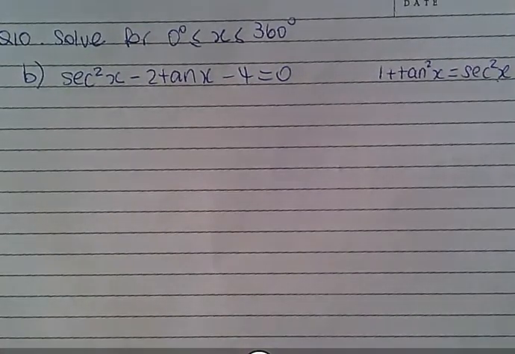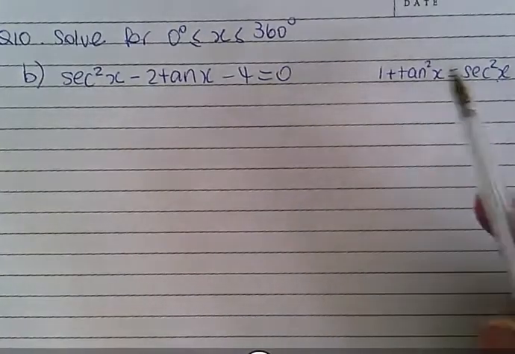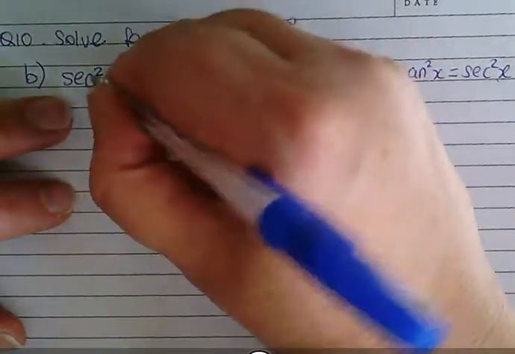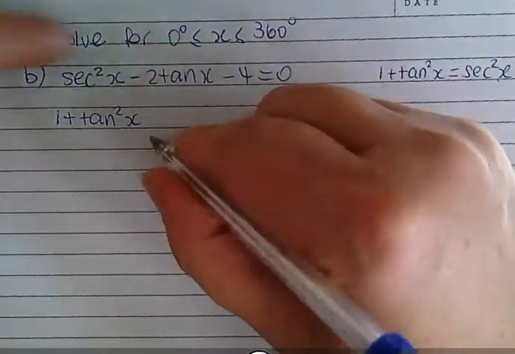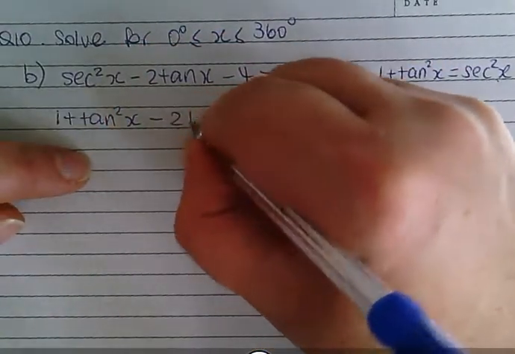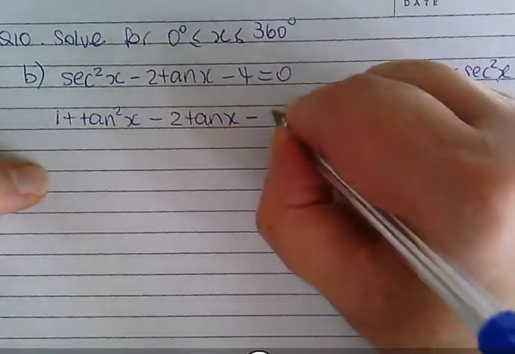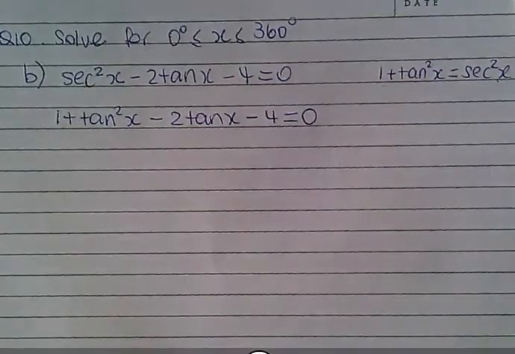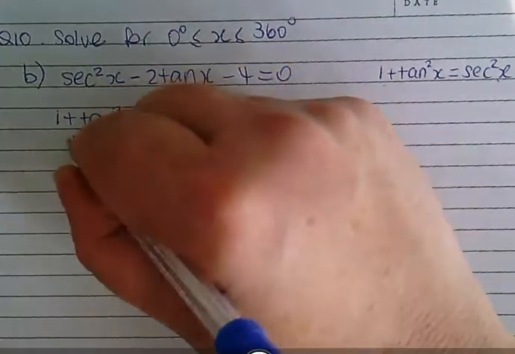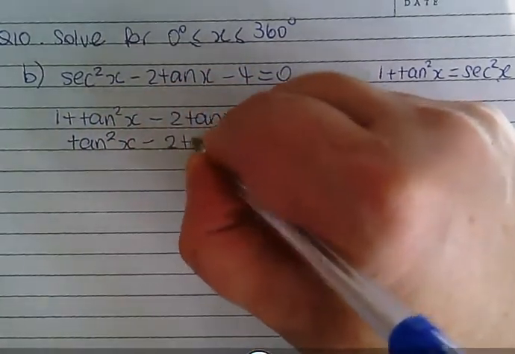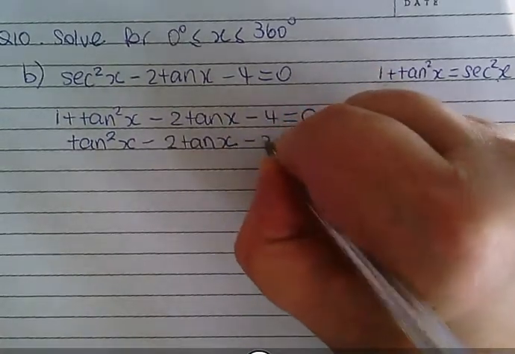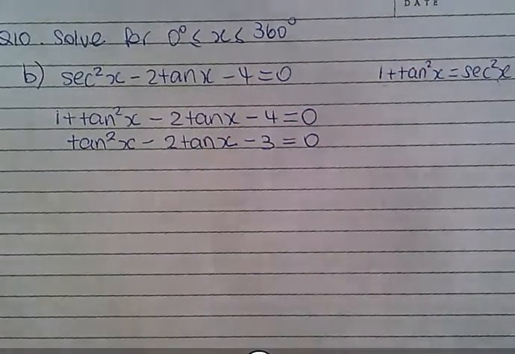So this is where our trig identities come into play as well. So sec squared is 1 plus tan squared x. I've replaced that with that. Minus 2 tan x, then minus 4 equals 0. And let's just combine the like terms, which are the numbers. Tan squared x minus 2 tan x minus 3 equals 0.